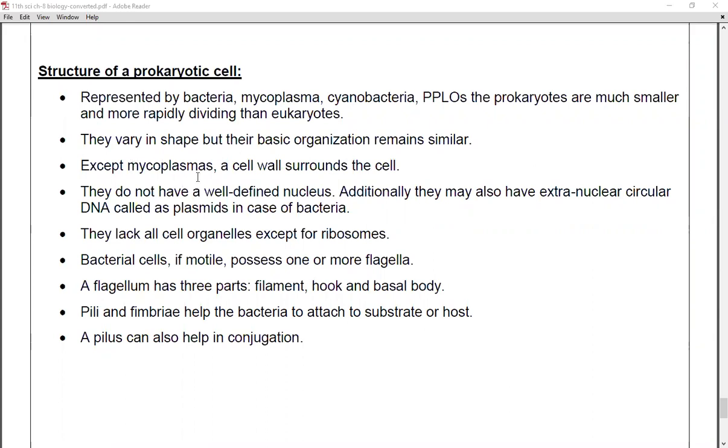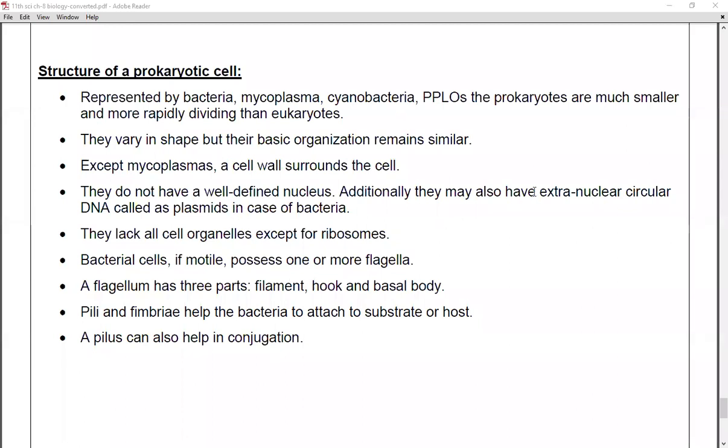Now, except the mycoplasmas, a cell wall surrounds the cell. So, except mycoplasma, there will be a cell wall in all prokaryotic cells. So if it is asked which is the prokaryotic cell in which the cell wall is not present, that is the mycoplasma, right? Now, these prokaryotic cells do not have a well-defined nucleus, right? That means they do not possess a nucleus which is properly matured or well defined, right?